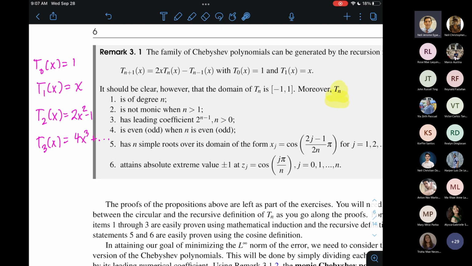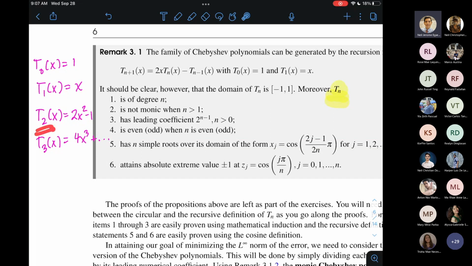So, the Chebyshev polynomial of degree greater than 1 is never monic. Which brings us to remark number 3. The leading coefficient of a Chebyshev polynomial is always 2 to the power n minus 1. Okay? That holds when n is greater than 0. So for T1, the leading coefficient is 2 to the 1 minus 1, 2 to the 0, that's 1, which is why it is monic.